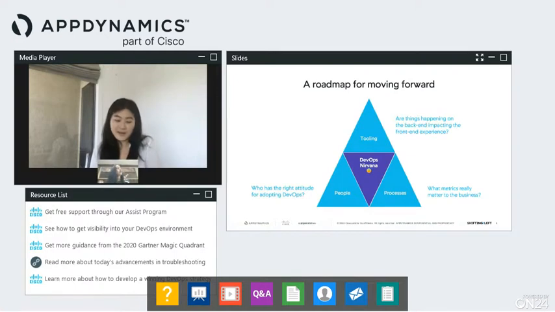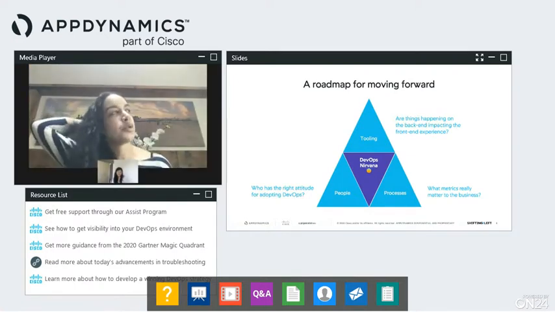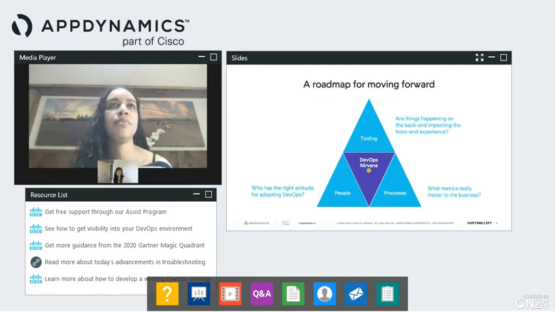Definitely. And I think it's a really important takeaway that the people part of that triad is really the foundation. And obviously we'd be remiss if we didn't call out the fact that people are struggling right now, right? Working from home and feeling disconnected.